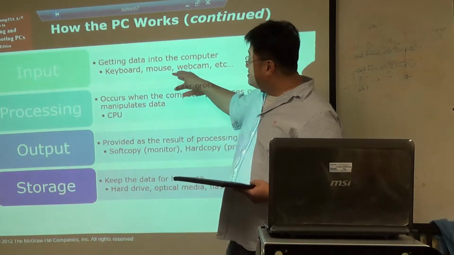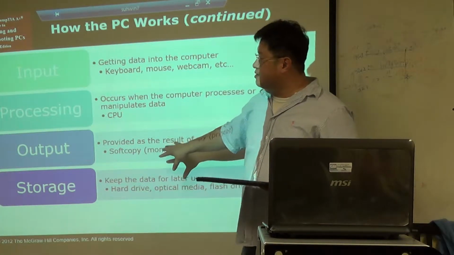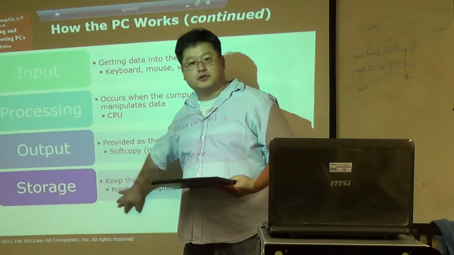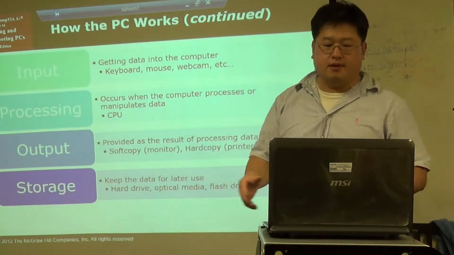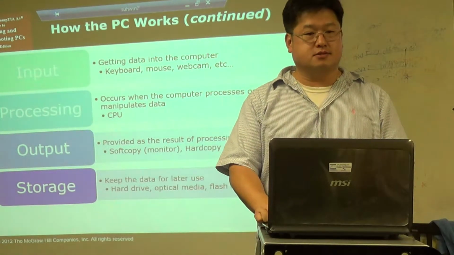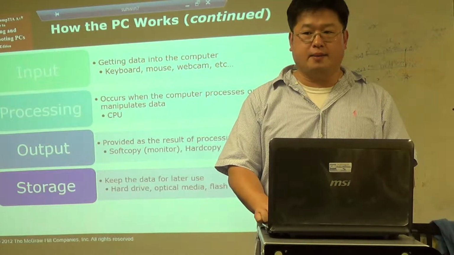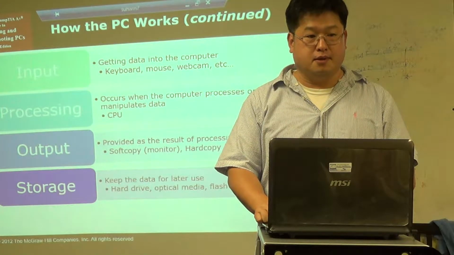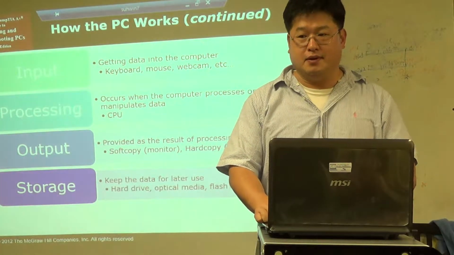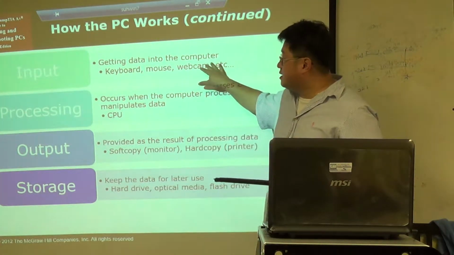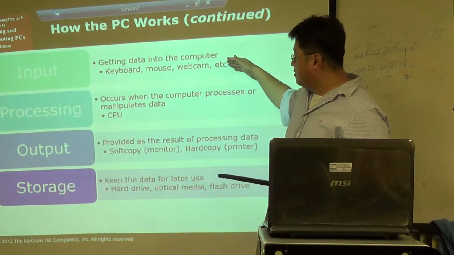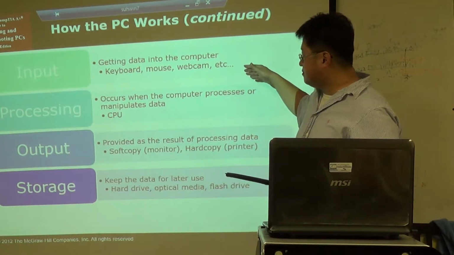And then there are a couple of processes on the computers: the input devices, processing, output, and storage. What are the input devices? Mouse, keyboard. How about the touch screen? Yes, a touch screen can be input and output together. Webcam is also an input device. Mic. Headphone, no, that's an output one.